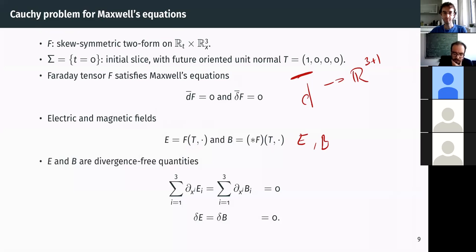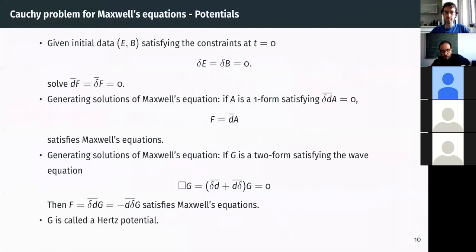And a consequence of Maxwell's equation is that these quantities are both divergence free, which is written here. And note that there's no bar because these are the divergences on R3. But in particular, it means that at t equals zero, the initial data, which will consist of electric field and magnetic field, need to be divergence free. So they cannot be chosen freely. They need to be divergence free to be good initial data for the field. So this is what I just said. A set of initial data will consist of electric and magnetic fields at t equals zero, which are divergence free.